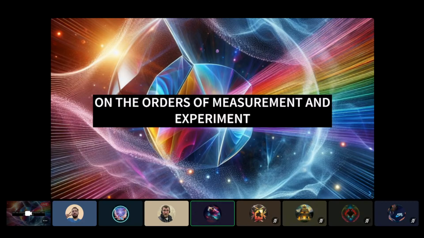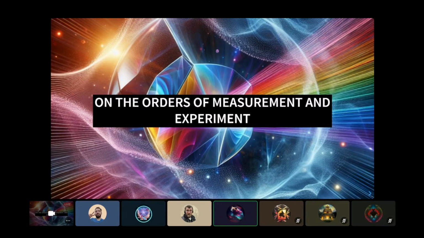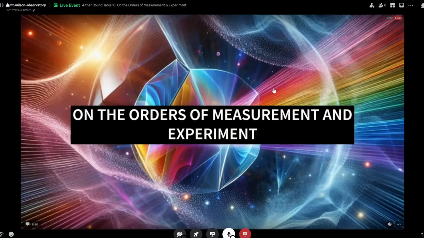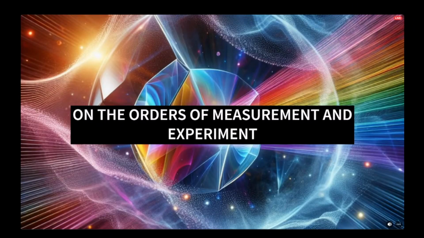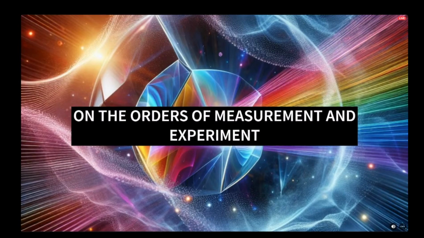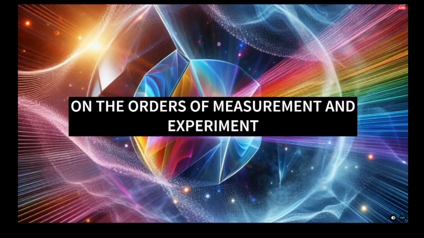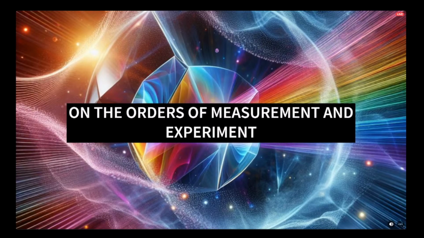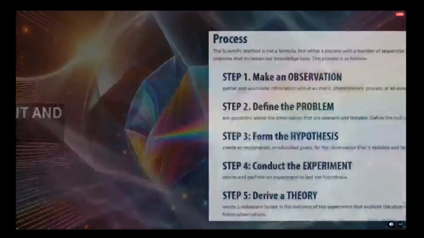So this is on the orders of measurement and experiment. The purpose here is to go over the principles of scientific investigation, philosophy, and logic. Before we can start talking about experiments and how to interpret them and what they mean, we're going to go over some basics, so we can get a foundation for how I'm interpreting these experiments. So we'll get into that.